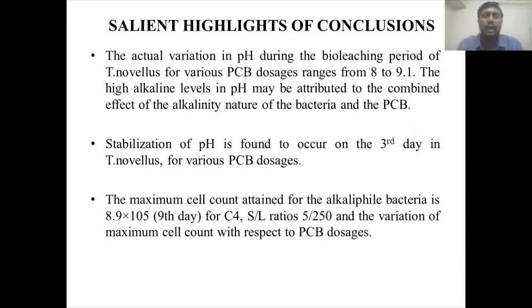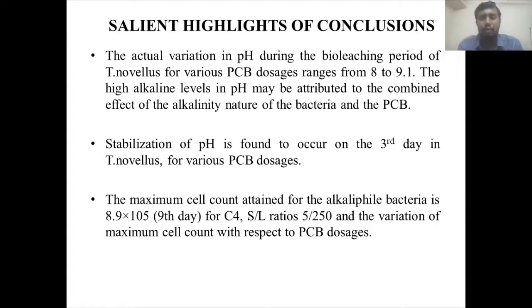Yeah, the salient highlights and conclusions are here. The actual variation in pH during the bio-leaching period of T. novellus for various PCB dosages ranges from 8 to 9.1. The high alkaline level of pH may be attributed to the combined effect of the alkaline nature of the bacteria and the PCB. The stabilization of pH is found to occur on the third day in T. novellus for various PCB dosages.